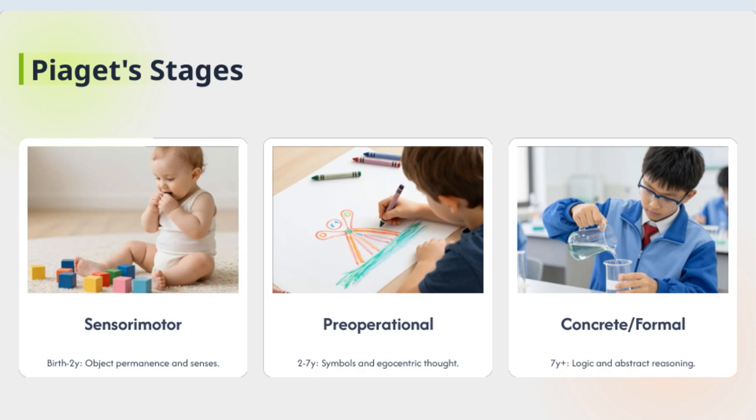Connecting these stages to our overall theme, it's fascinating to see how children's thinking evolves from basic sensory experiences to complex reasoning. Piaget's model helps us understand the natural progression of cognitive development in children.